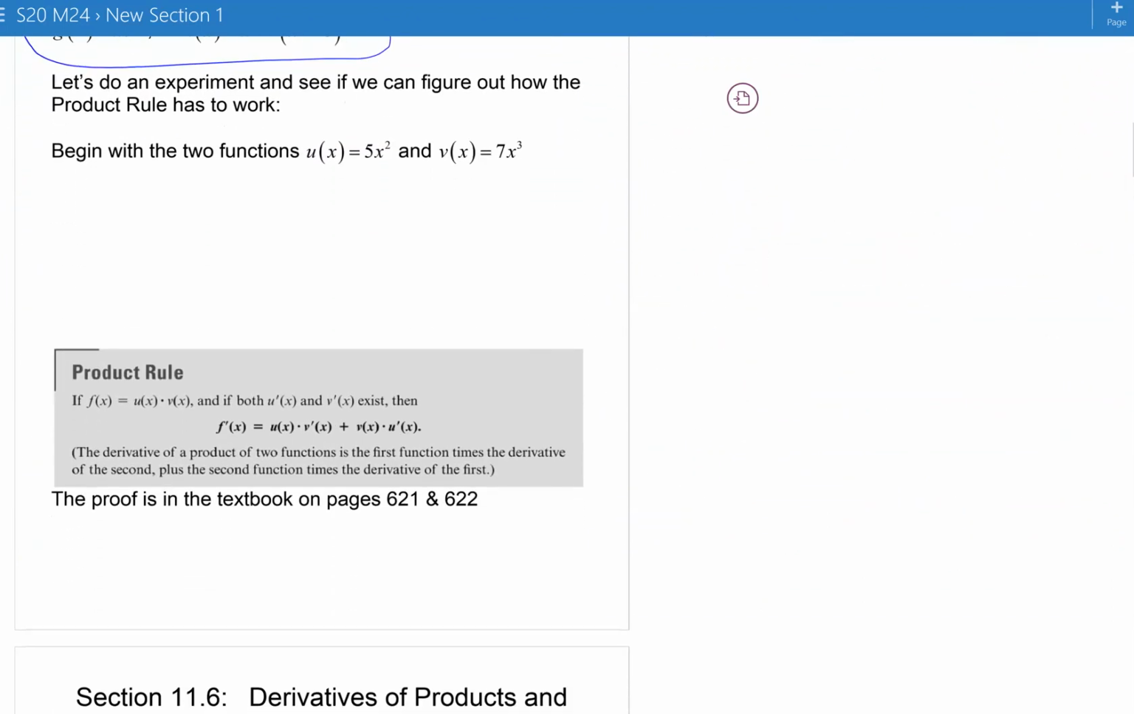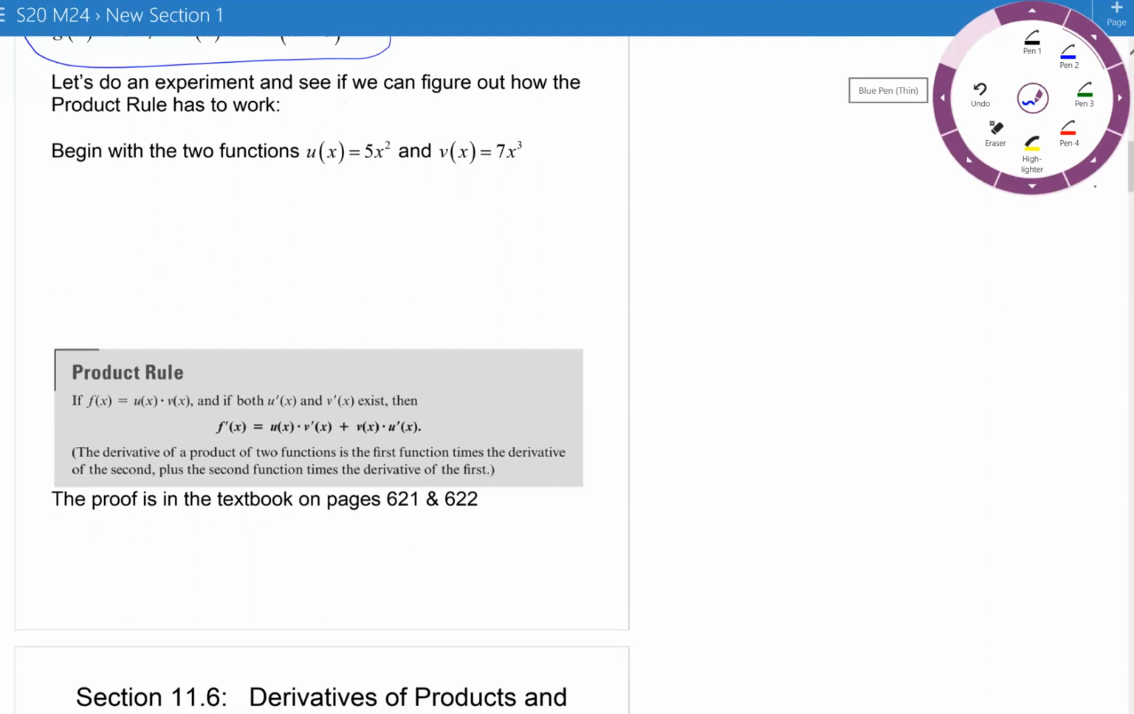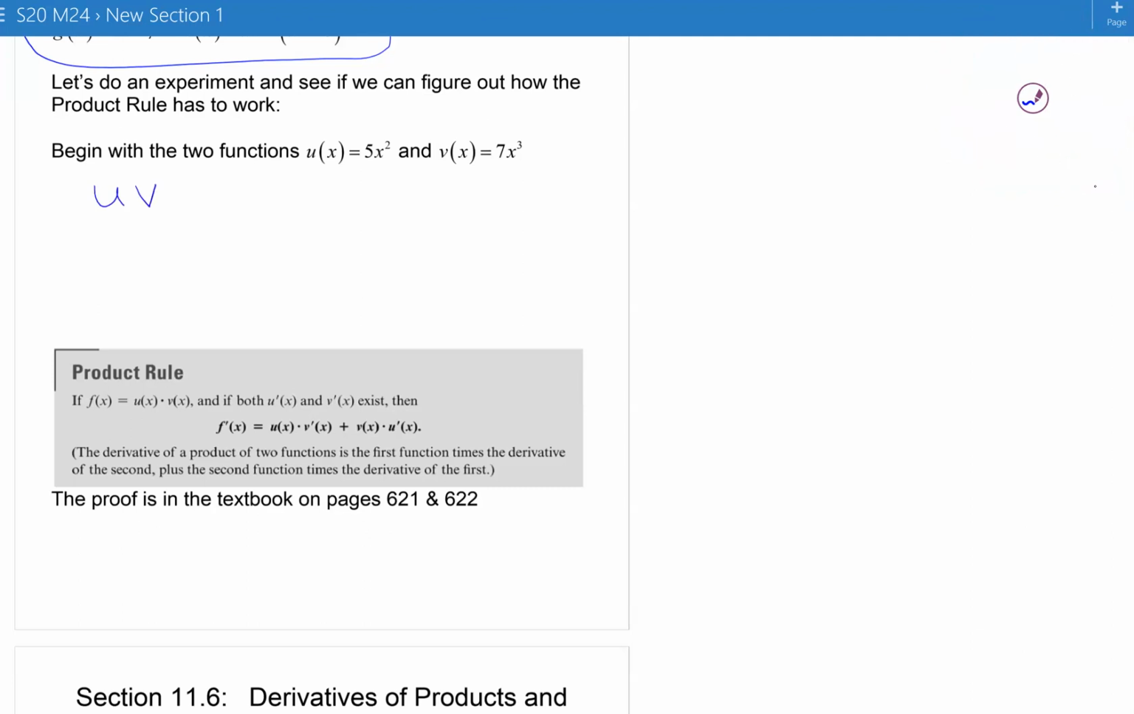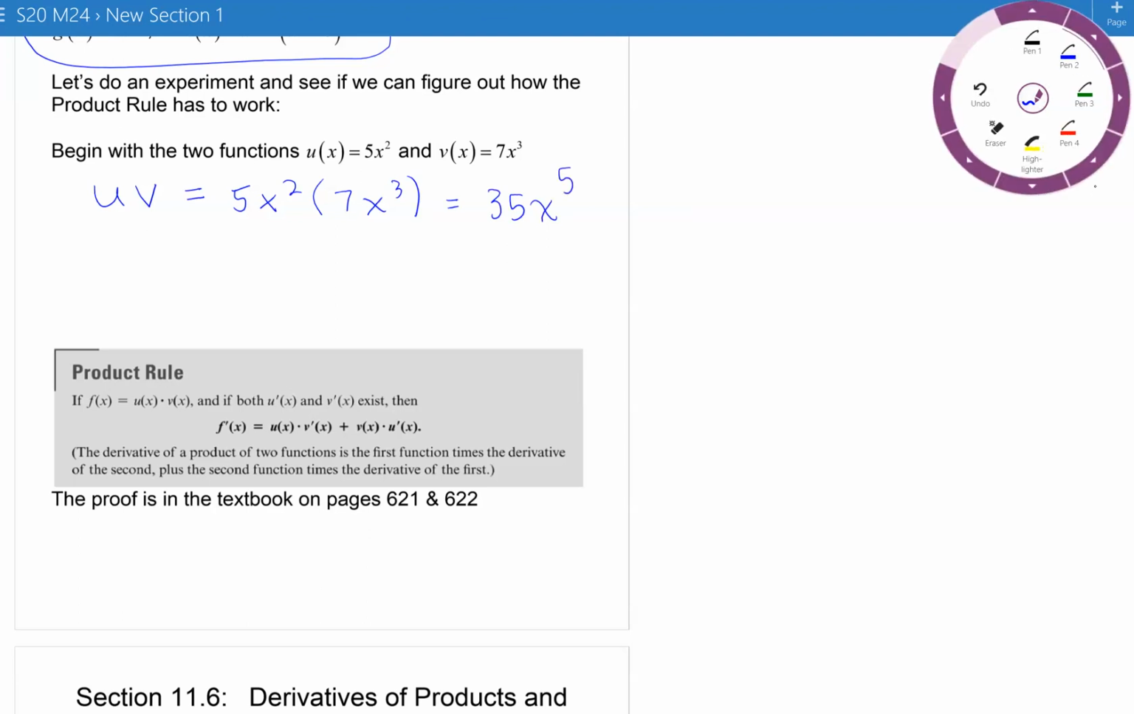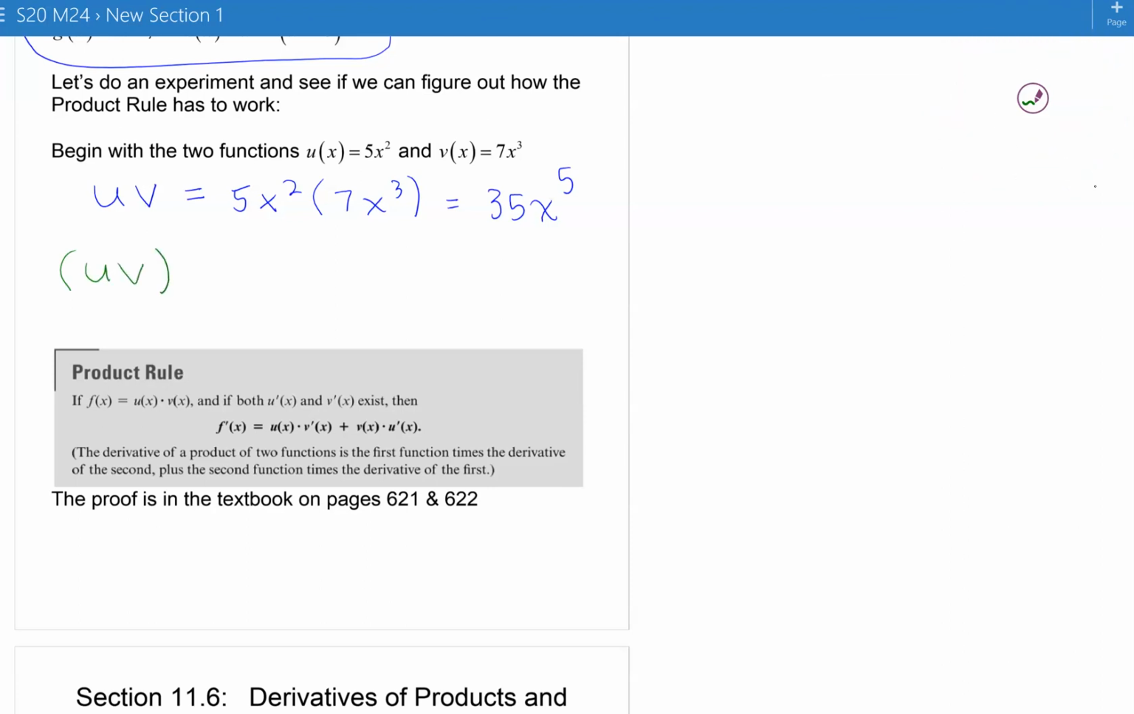Okay, I want us to discover the product rule and see how it has to work. Let's first start with these two functions u and v, and multiply them together. That's going to give us 35x to the 5th. Then we know how to do the derivative of this quantity using our power rule. It's going to be 35 times 5x to the 4th, so that's 175x to the 4th. So we know that has to be the derivative of the product of these two functions.